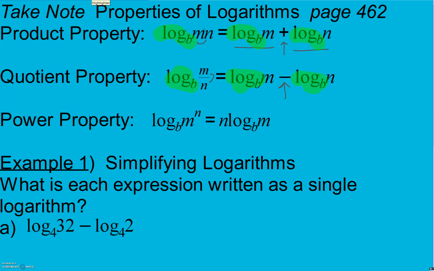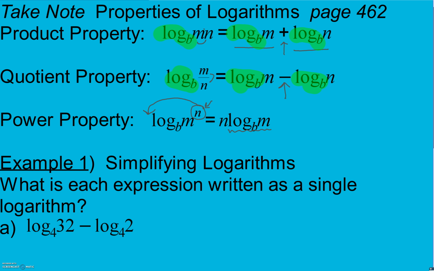Remember, logarithms are exponents. Power property here says that we can take our exponent and swing it out to the front as multiplication. So power to a power means we multiply our exponents. So we take our exponent times an exponent. Remember, logarithms are exponents.